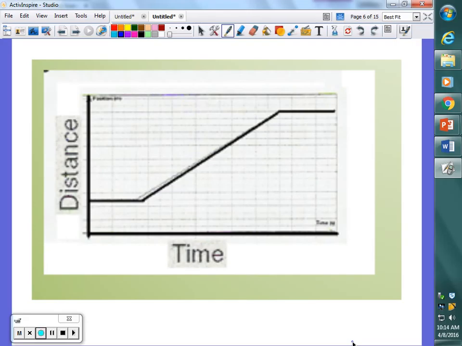All right, so first graph looks like this. And I'm going to change distance to position, okay? And the first thing I want you guys to do for me is take 30 seconds and talk to the person next to you and describe for me the motion of this object represented by this graph. Discuss with the person next to you. Go.